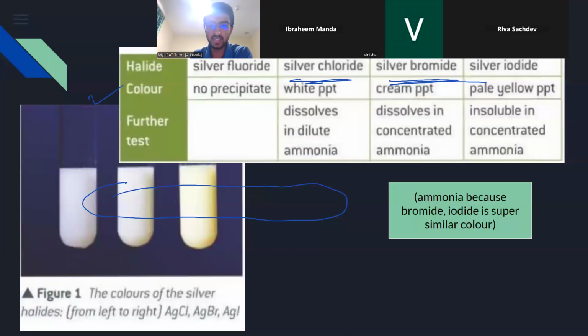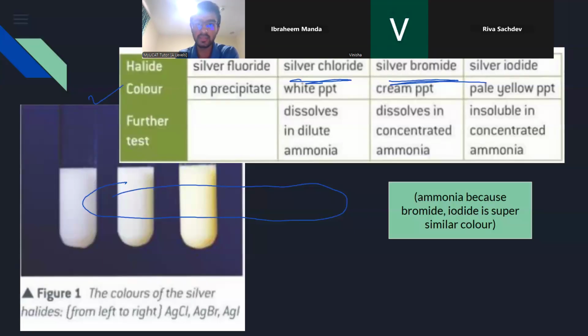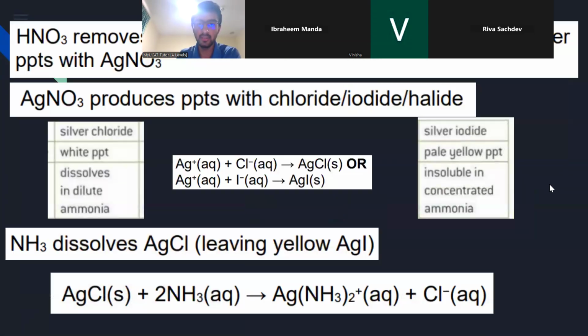So let's think about those colors again. We've got silver chloride is white and it dissolves in dilute ammonia. Silver bromide is cream, but it needs concentrated ammonia. And silver iodide, it just doesn't dissolve and it's pale yellow. Now we use the ammonia because we want to make sure these subjective colors, we don't get them wrong, because bromide and iodide are pretty similar.